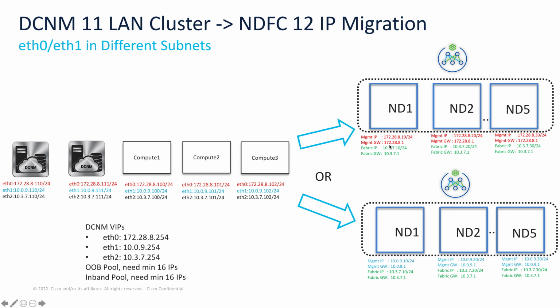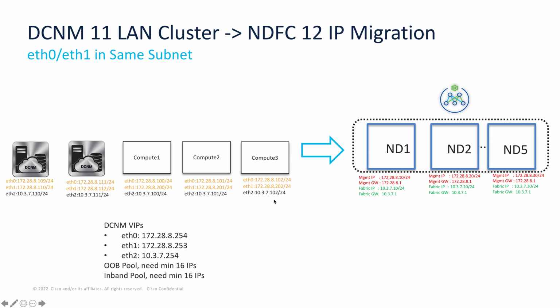What we're going to do is, again, we will have the management IP in the red subnet, or we can have the management IP in the blue subnet. The fabric IPs in both the examples relate to our E2 or the in-band IP subnet range, which is 10.3.7.0. So those are the two ways to achieve migration. When ETH0 and ETH1 are in the same subnet, we are going to basically use the very same subnet, which is 172.28.8.0 for the management IP. And for the fabric IP, we're going to use the 10.3.7.0 subnet, which is that of ETH2.